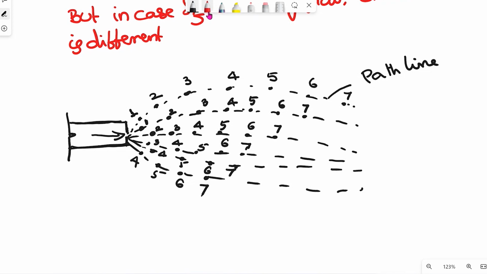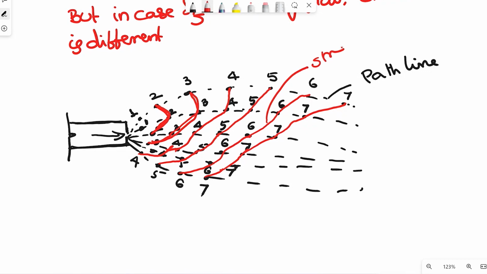Now if I join the positions according to time, in 2 seconds this is the path traced by the color dye. In 3 seconds, this is how the dye particles have moved. Then in 4 seconds, this is how it looks. In 5 seconds, this is the path traced by the dye. Then in 6 seconds, and in 7 seconds, all these red lines are called streak lines.